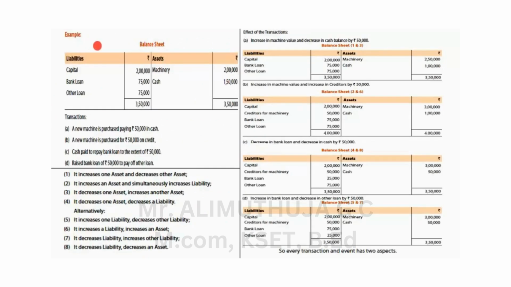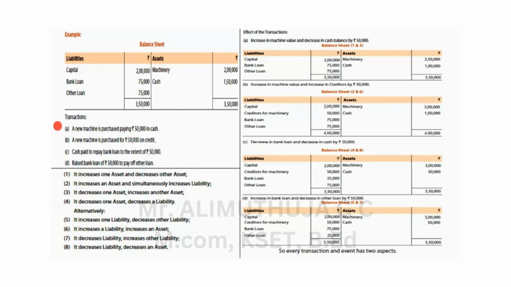Now look at the example. In the balance sheet, liabilities: capital, bank loan, and other loan are there. Assets: machinery and cash are there. 4 transactions are there. Again, I have mentioned the 8 points which we have discussed, to analyze with this example.